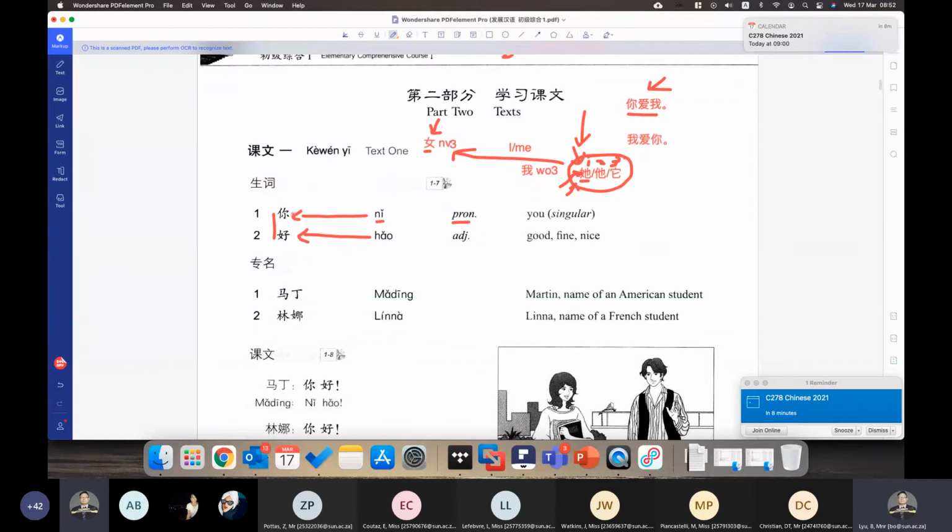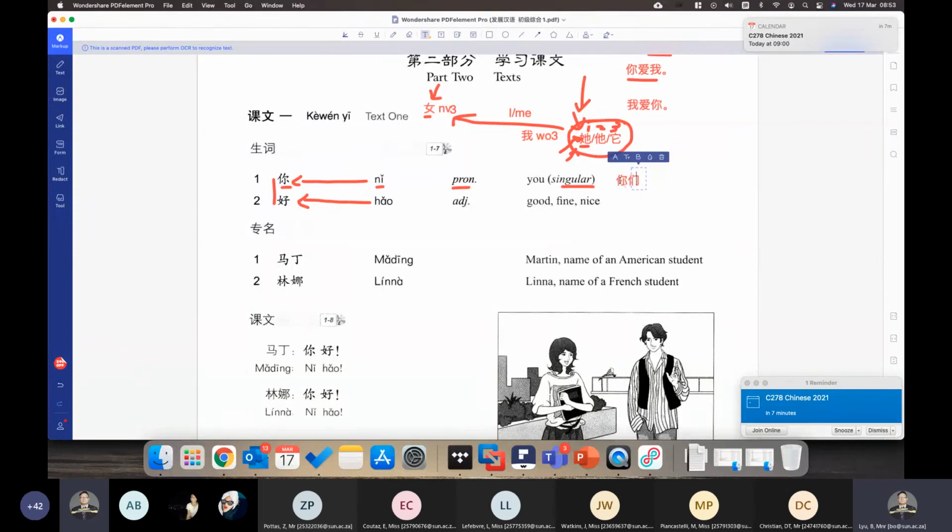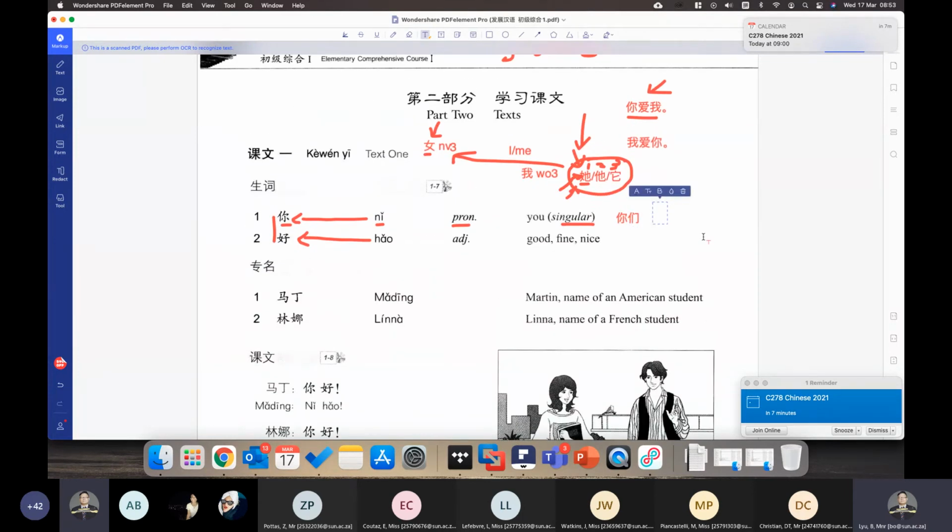We come back to our vocabulary of lesson 1, there are only 2, 你 and 好. 你, we learned, is the personal pronoun you, singular, and that means there's a plural form, which is made by adding 们, 你们. This is some influence from European languages as well. When you add 们 after a personal pronoun, you make it from singular to plural. For example, 你们 means you in plural, 我们 means we, us, 他们 means them. Easy to understand.